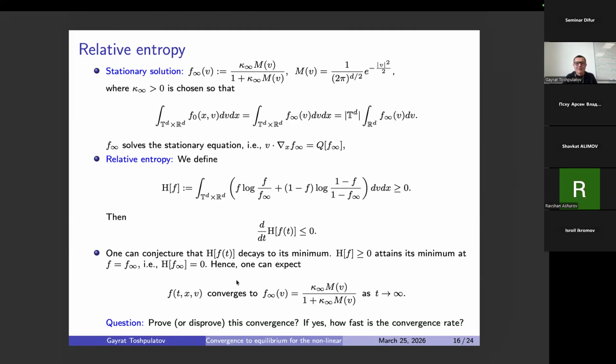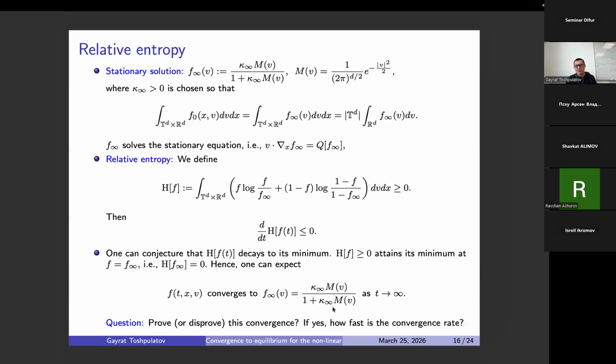At least from the decay of this H, we can expect that the solution converges to this f infinity as time goes to infinity. The question is to prove or disprove this convergence. And if we can prove this convergence, the next question is how fast the convergence rate is.